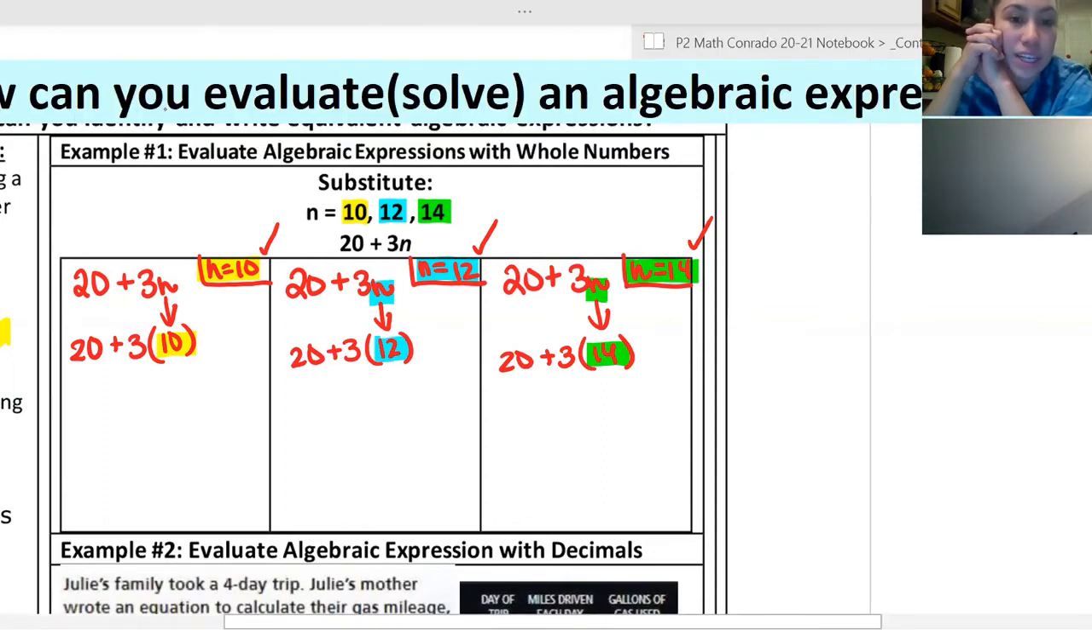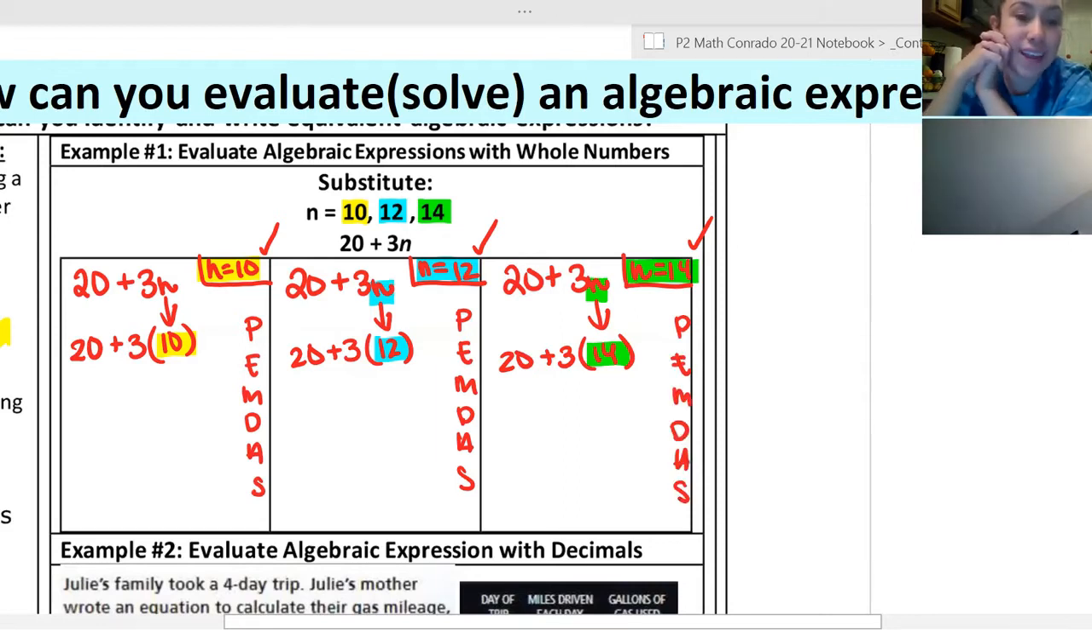Now that our algebraic expression is rewritten as a numerical expression, we can use PEMDAS to continue to solve our expression. We do not have any parentheses with an operation inside. We do not have any exponents, but we do have multiplication: 3 times 10.